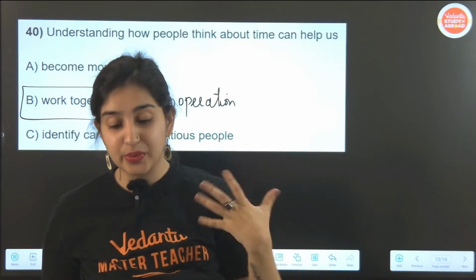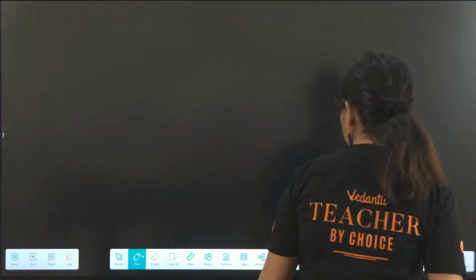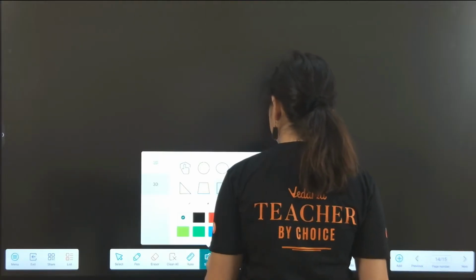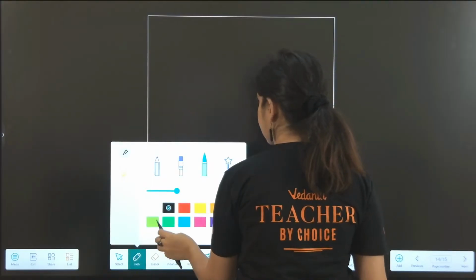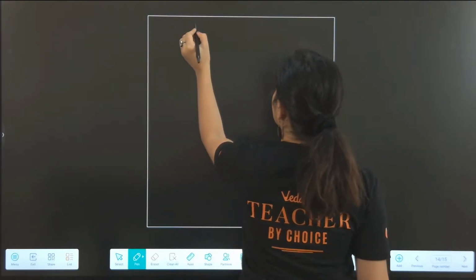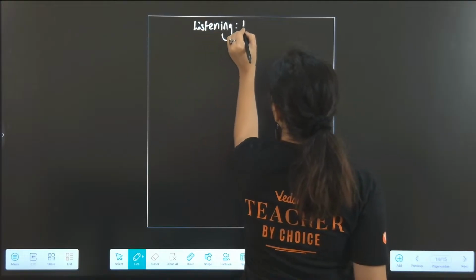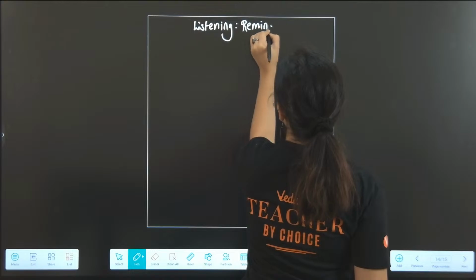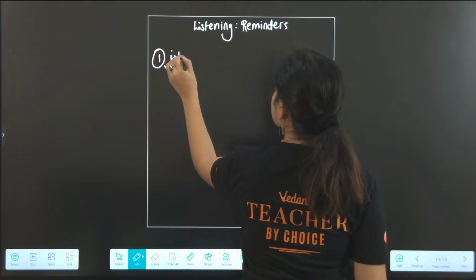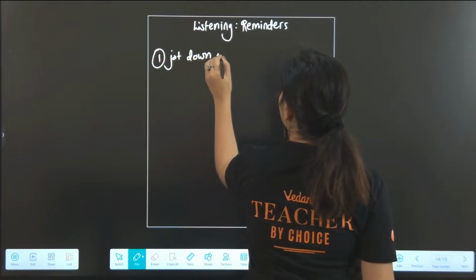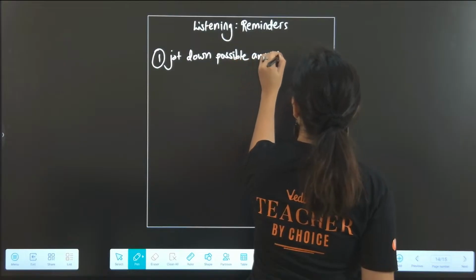Keep all of these things that we are discussing in mind. In fact, make a checklist, all right? How can you do that? An effective checklist for reading, just like reminders for you. Literally write down listening reminders. So then make a list. For example, jot down possible answers.